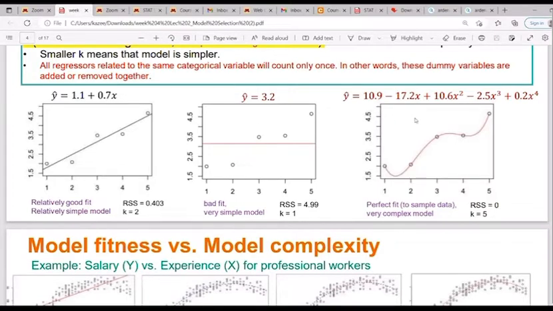When I say regressors, I actually mean the coefficients of the regression parameters. Regressors in a regression model actually mean the coefficients of the regression parameters. Now when you take a look at it, the coefficient of 10.9 is 1, the coefficient of x is 17.2. So you have 1, x, x squared, x to the power 3, x to the power 4. That's why you get k equal to 5.